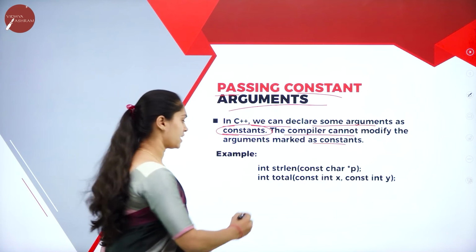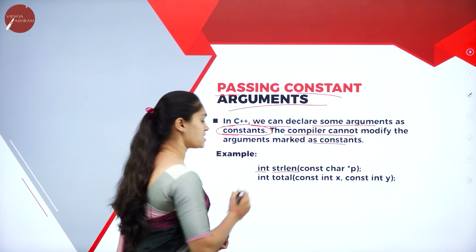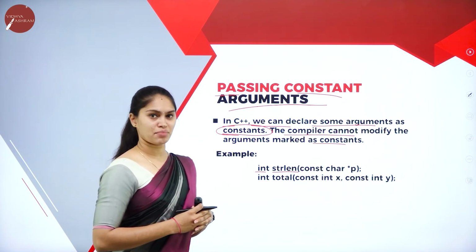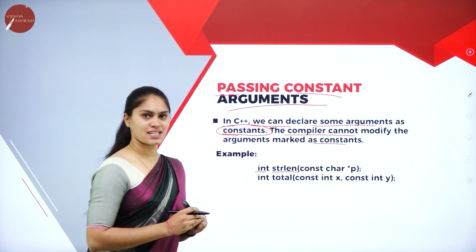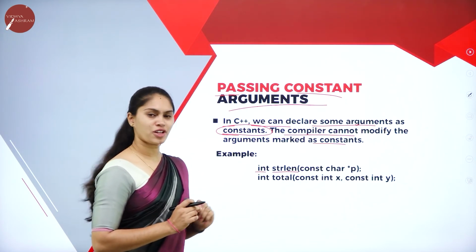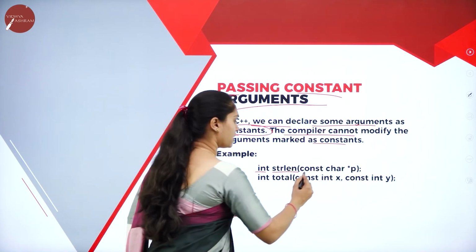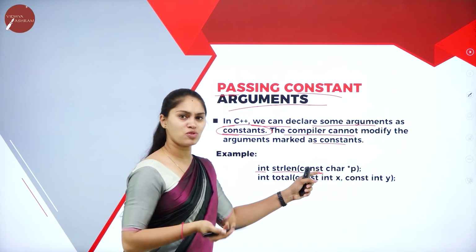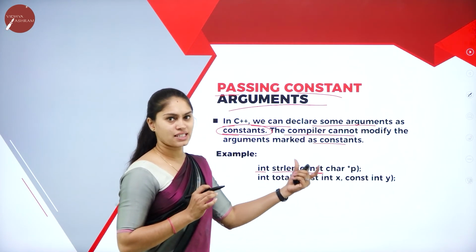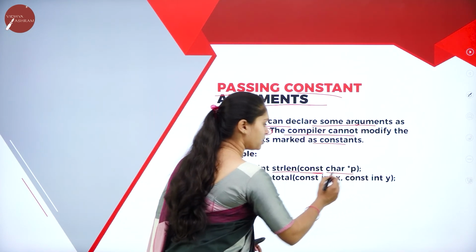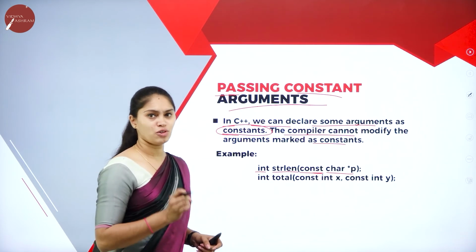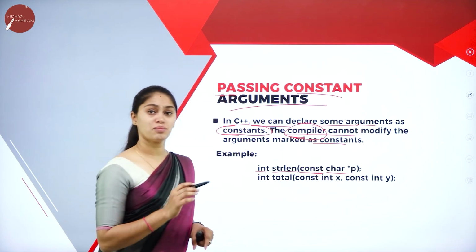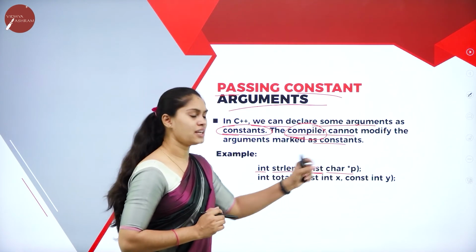Here you can see the example: int is the return type and string length is a function, which is a library function, because we have already discussed this string length. What will it return? The number of characters. Here I am using the keyword const. When I use the const keyword, whatever parameter we have here, that value will be the same all the time. Even the compiler will not be able to modify the value of that particular variable.